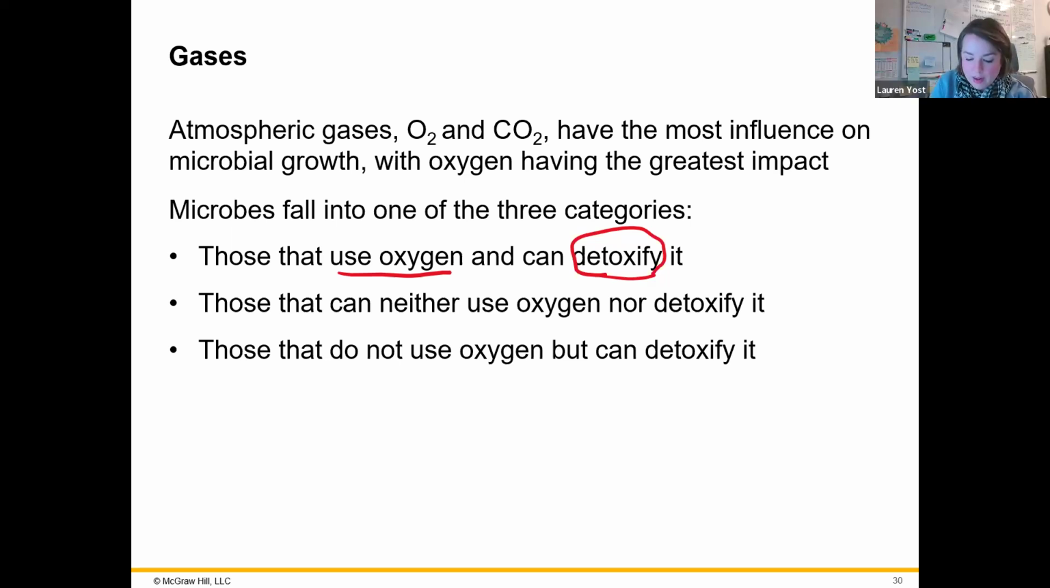We have organisms that neither use oxygen nor detoxify it. And then we have organisms that do not use oxygen, but can still detoxify it. So you must fall into one of these three categories. You don't use oxygen, you don't need to detoxify it. You don't use oxygen, but you can detoxify it. Or you use oxygen, you must be able to detoxify it. Okay.